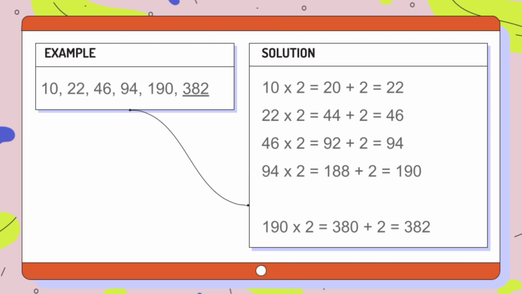We have the first number 10 multiplied by 2, which is 20, added by 2 is 22. The second number 22 multiplied by 2, which is 44, added by 2 is 46. The third number 46 multiplied by 2 is 92, added by 2 is 94. The fourth number 94 multiplied by 2 is 188, added by 2 is 190. Lastly, the fifth number 190 multiplied by 2 is 380, added by 2 is 382. So the missing number is 382.